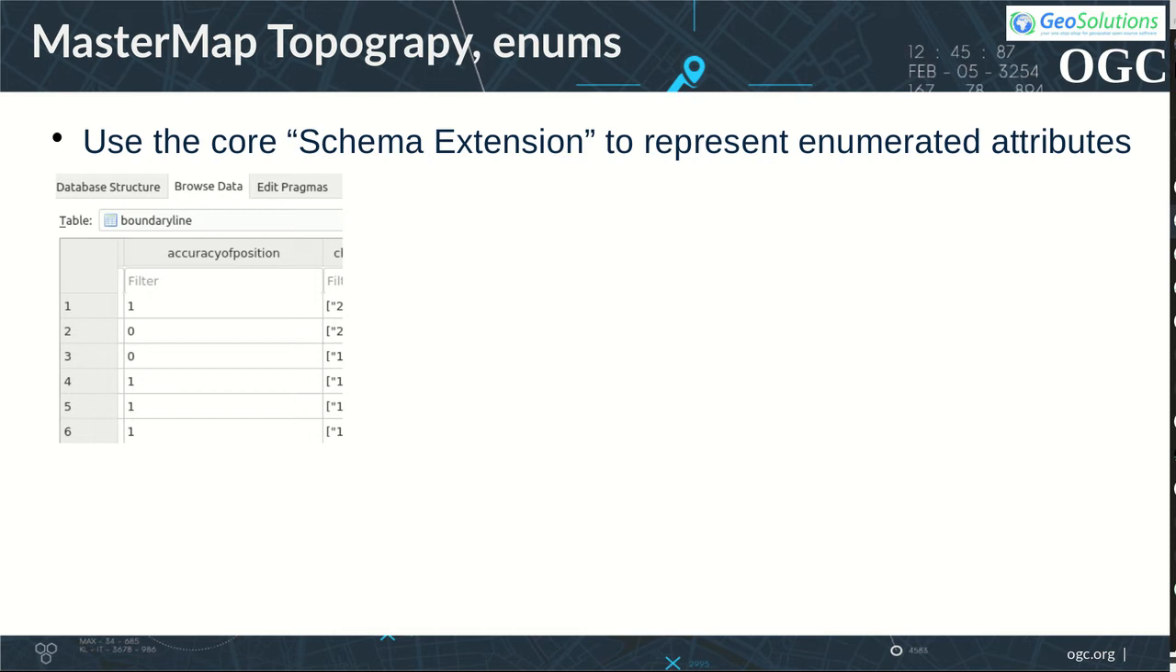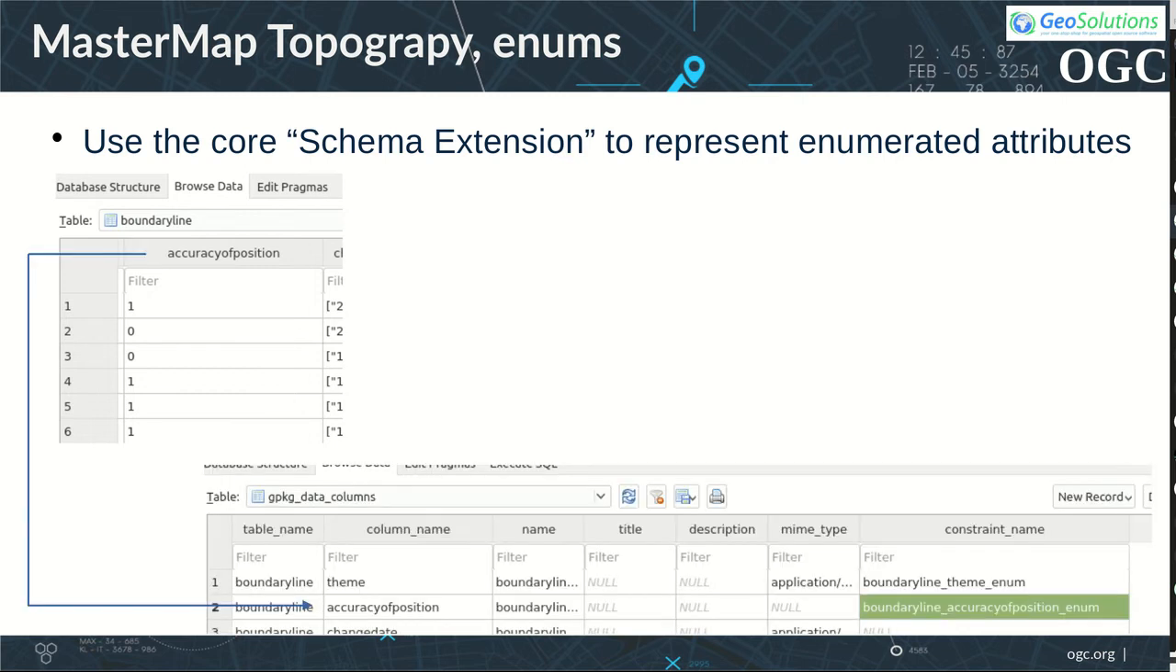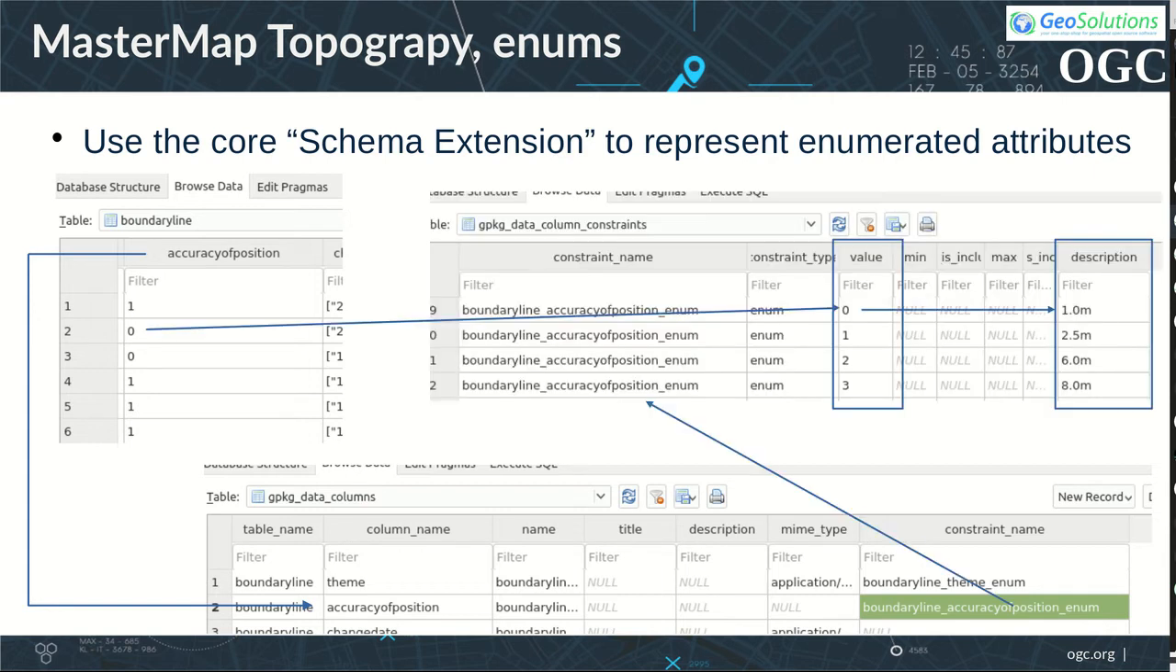In this example, the accuracy of position values are represented as integers. The field is, however, associated to a constraint in the data column table. The constraint provides human-readable values for each of the numbers.